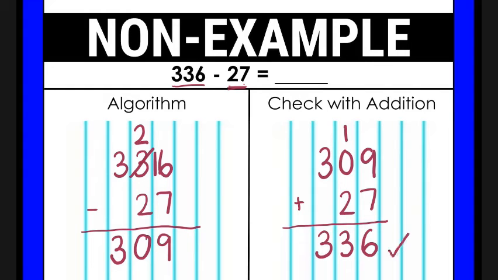So let's check it out. My answer for my addition is 336. Was that my whole? Was that my minuend? It was, so I got this one correct now.